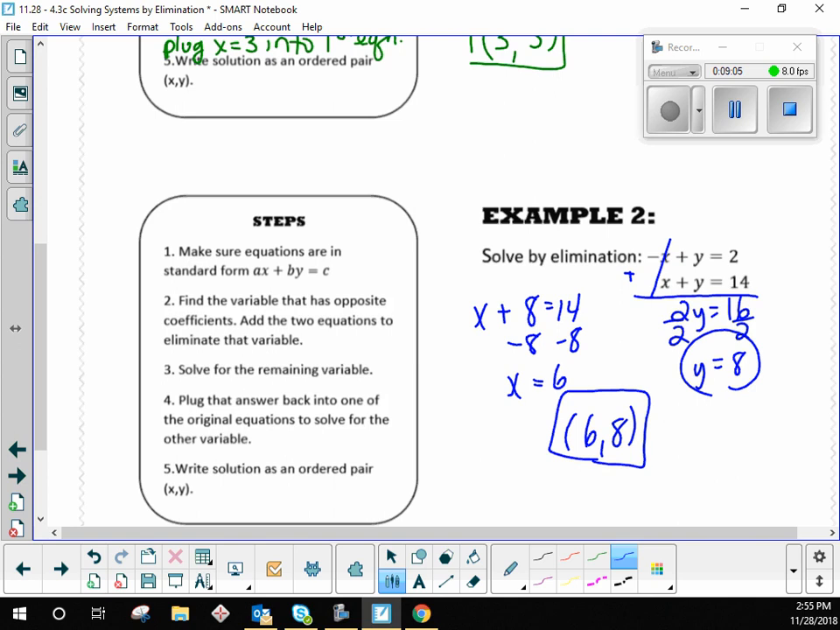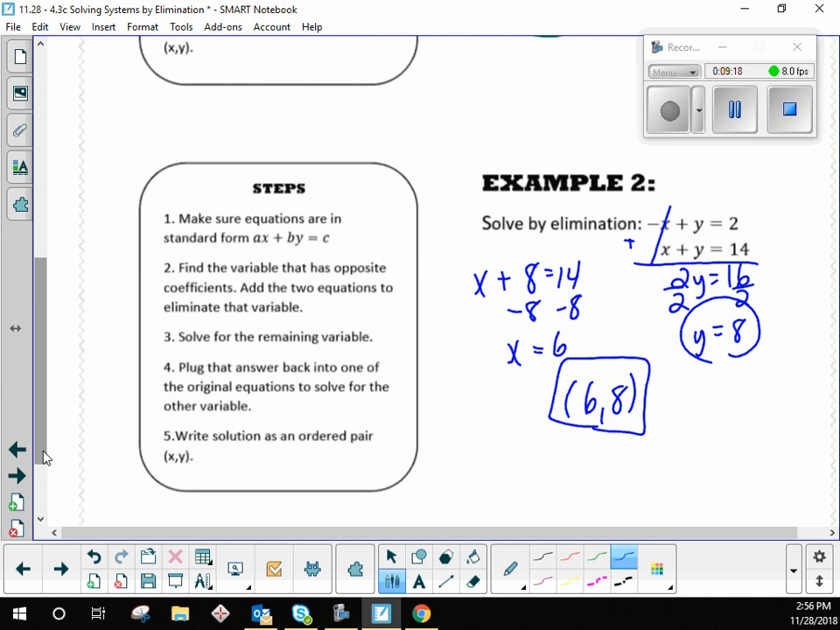Okay. So that was our basic example. It was pretty much the heavy lifting of the problem was already done, making sure that there were some coefficients that were opposite. And so what we did specifically in number 2, step 2, we eliminated x. We solved for y and got 8. We plugged that in to the second equation.